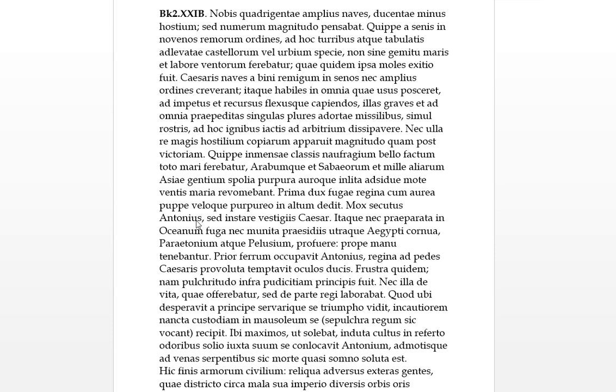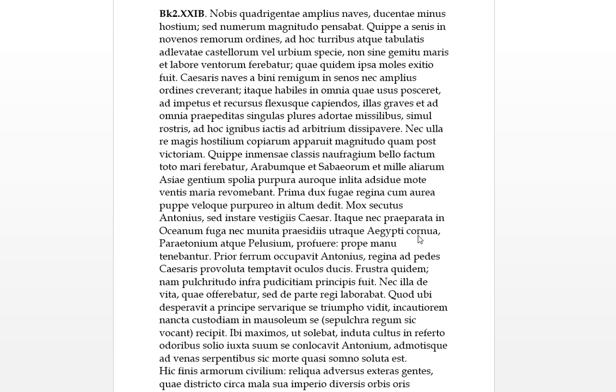Mox, soon, sequitur Antonius. Antonius followed. But instare vestigiis Caesar. But Caesar was pressing on his tracks, on his footprints. There are obviously no footprints for a ship. Instare means he was pressing on, or close behind, the vestiges, the tracks. Itaque, and so, nec, neither, praeparata in oceanum fuga. This is ablative. So they're not prepared for a flight, not having any prepared flight into the ocean, and neither munita praesidiis, fortified with garrisons, utraque, both, cornua Aegypti.